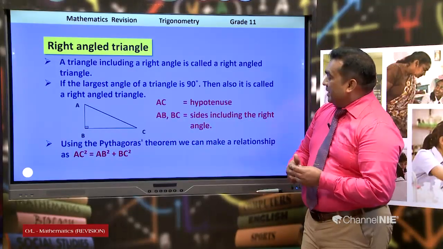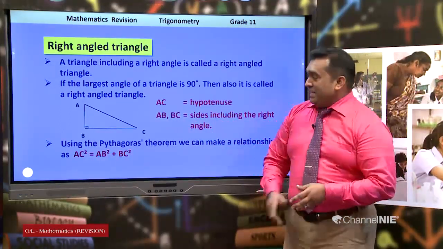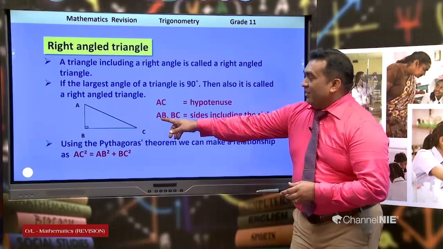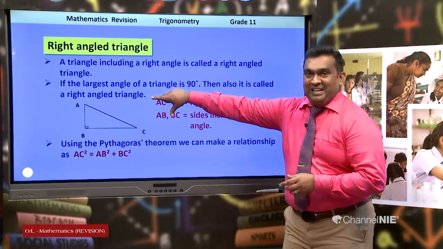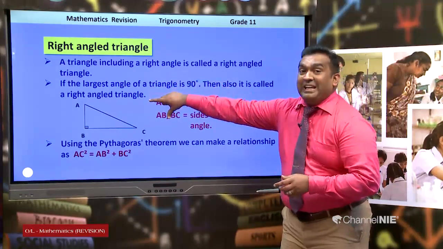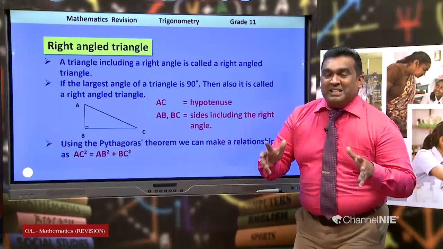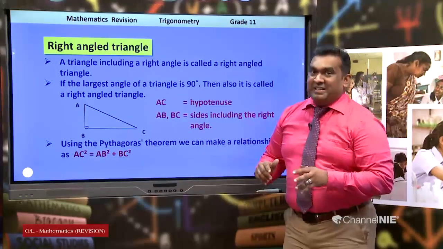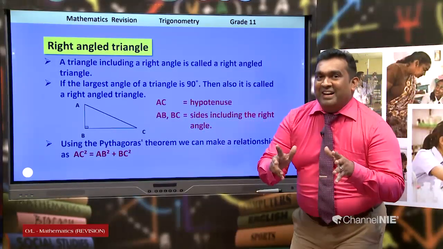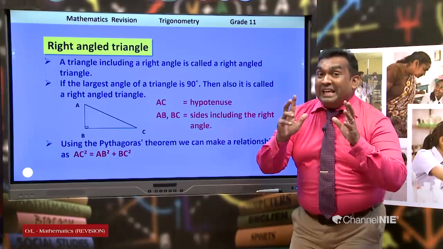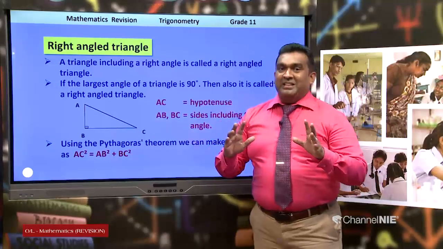Then we will see, using the Pythagoras theorem, we can make a relationship. What is this? AC squared. What is the reason for getting a square? You can draw a square on AC. The area of that square is side length into side length, AC multiplied twice, AC into AC, AC squared. Then how did you get AB squared? You have to make a square on AB. AB is the side length. AB multiplied by AB is AB squared.